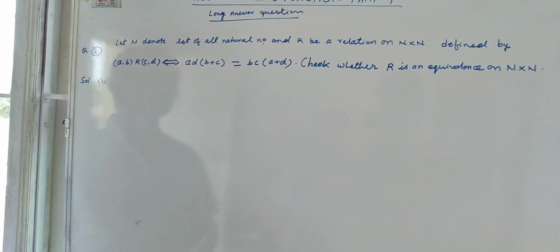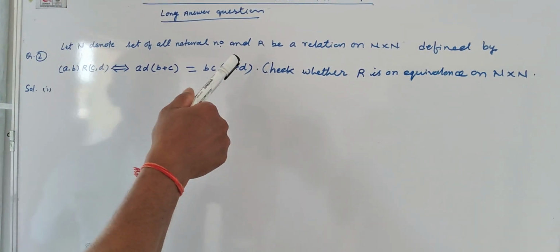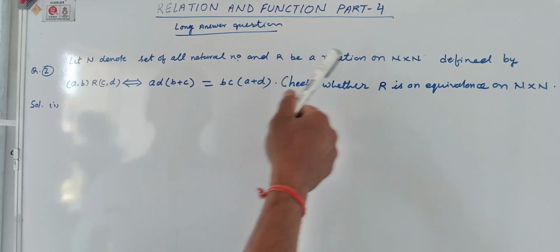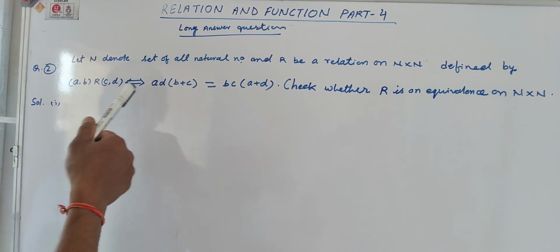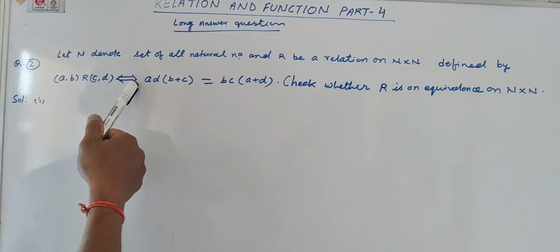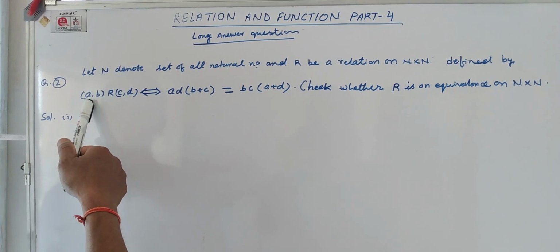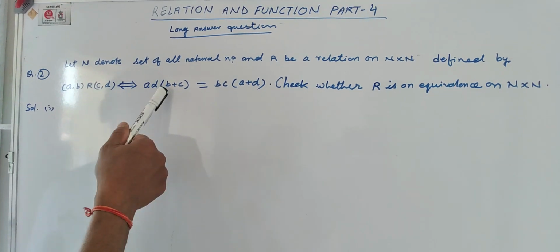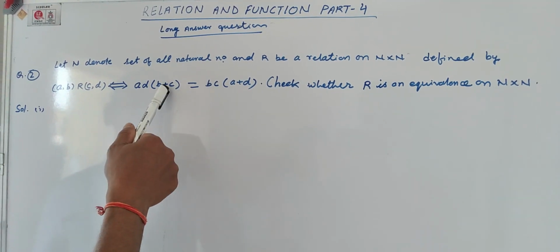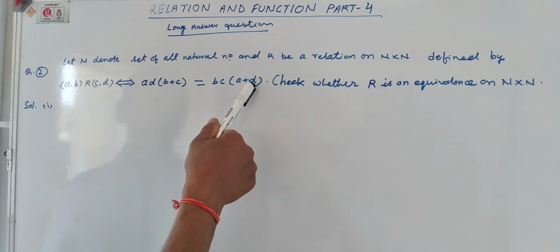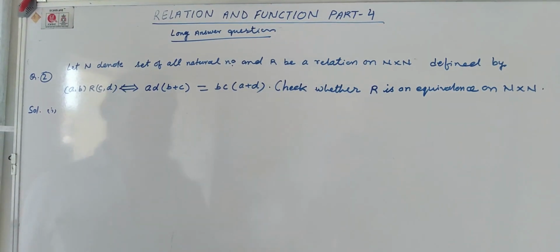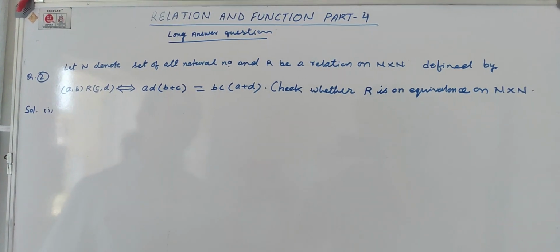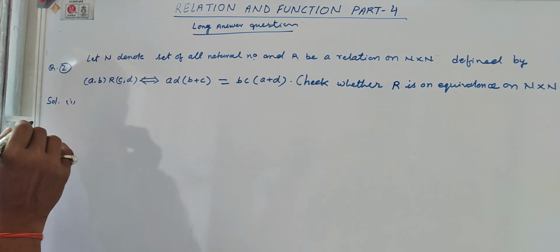Now the next question is a similar type of question. R is a relation on the set N cross N. This relation is defined as follows: (a, b) is related to (c, d) if and only if ad(b + c) = bc(a + d). Here we have to check whether R is an equivalence relation on N cross N or not. In a similar way, we will prove one by one.